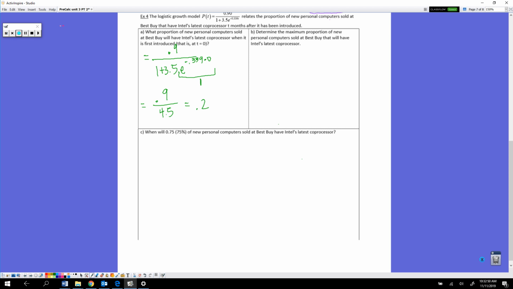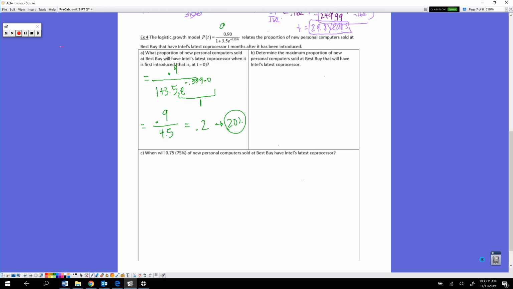So really what's happening in this equation, that 0.9, that's 90%. So 0.2, we could turn it into a percent. So this is going to mean 20% of those new personal computers sold at Best Buy already have that coprocessor. And our growth model is saying the most that store is ever going to have would be 90%. All right, and that's me answering the next question.